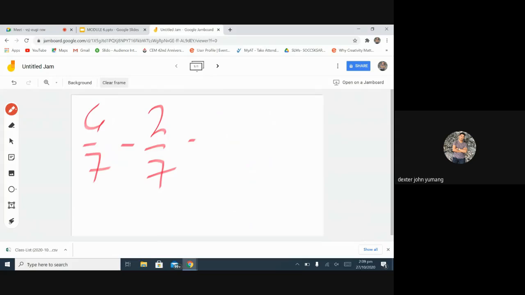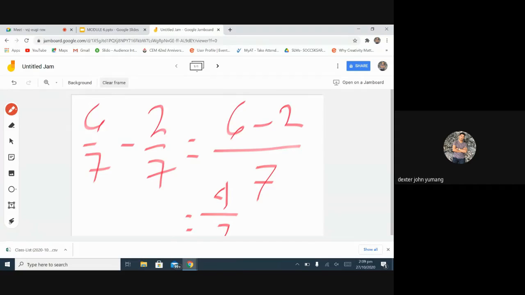If you know the answer, type on the chat box. Brian said 4. PL said 8 over 7, but that is minus. Kit said 4 over 7. Brian, the 4 is right, but something is missing. Trixie, 4 over 7. Brian, 4 over 7 pala. Sebastian, 4 over 7. So that is correct, 4 over 7. 6 minus 2 is 4, then the denominator is 7. And that is now the answer.